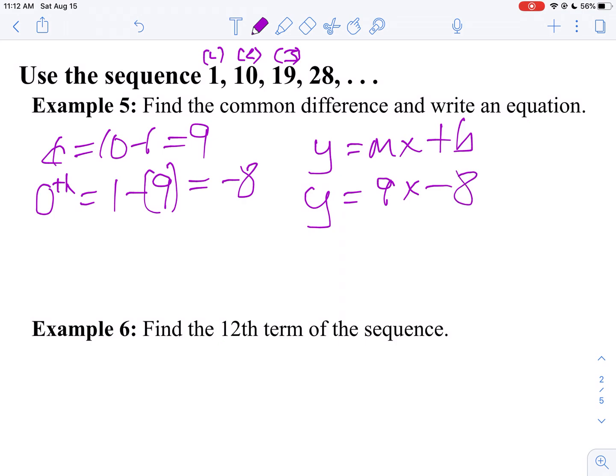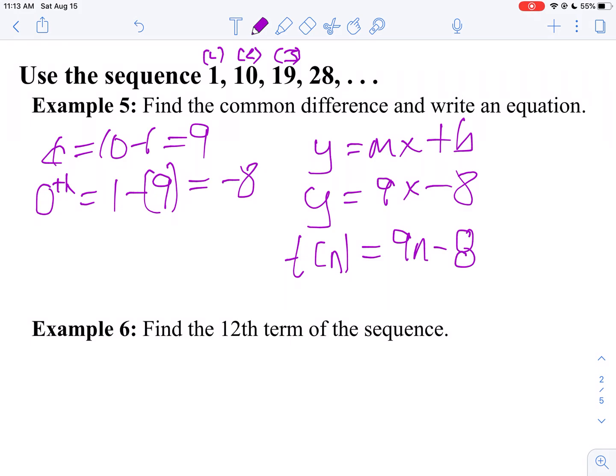Now, the difference here is when we were doing functions or lines, your domain was all real numbers. But in a sequence, your domain is not all real numbers. They're integers. So rather than using y and x, we usually use n. So I'm going to say, in function notation, t of n equals 9n minus 8. n means number.